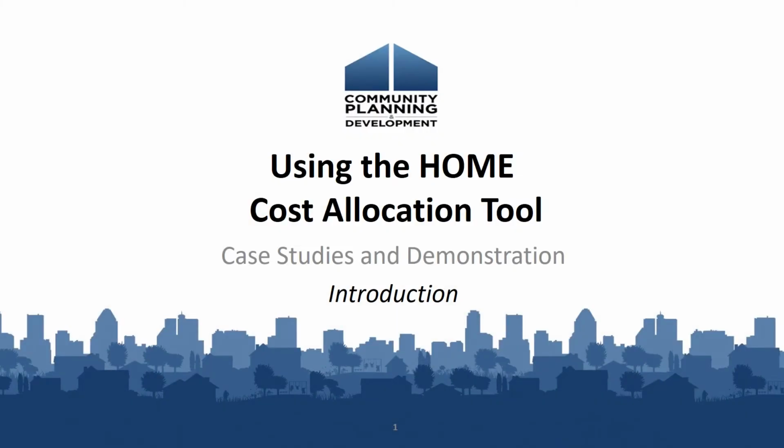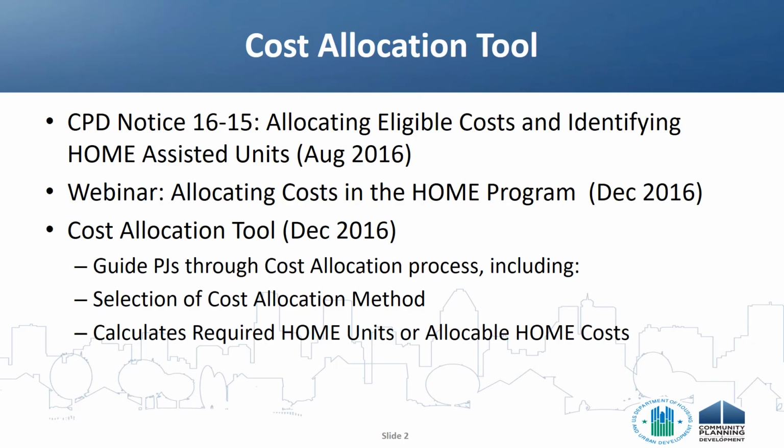This is the first in a series of web-based tutorials intended to demonstrate the use of the HOME Cost Allocation Tool. The tool was developed as a supplement to CPD Notice 16-15, which was published in August of 2016 and addresses the allocation of eligible cost and identification of HOME-assisted units.